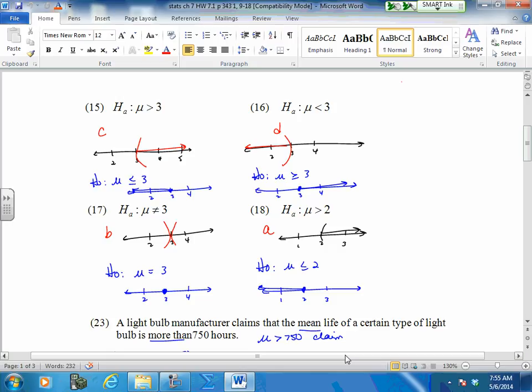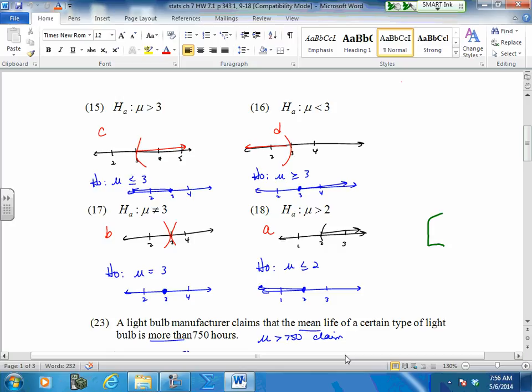Do they have one that has an equal sign? No, they don't have one. Normally, it's a soft bracket if it's not included. It's a hard bracket if it is included. In other words, they'd have to do this to include it. Or they could just fill the dot in.